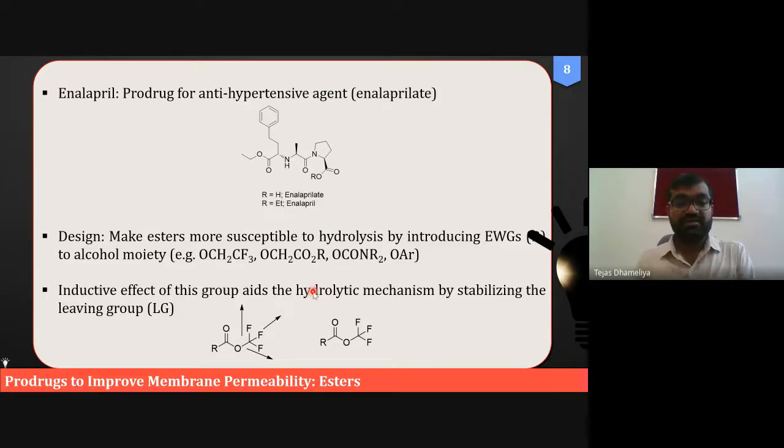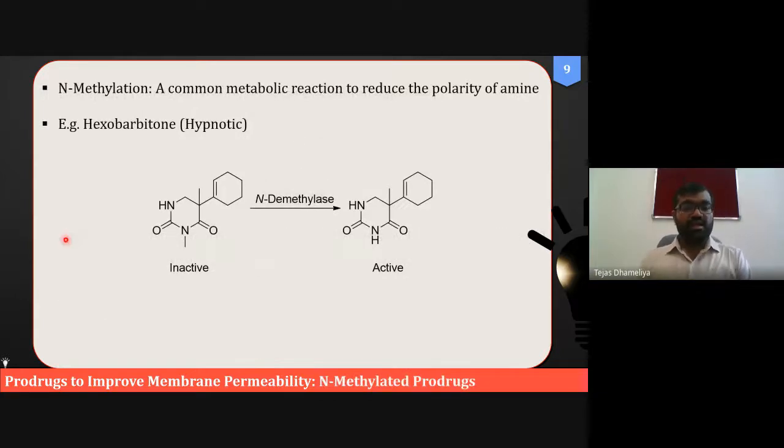Okay, we increase the membrane permeability. So not only ester, but along with the combination of alcohol, we can have carboxamide, we can have phenoxy ether, aryl ether, or we can have a trifluoroalkyl ether to make this design part of particular products. Another approach is to improve the membrane permeability.